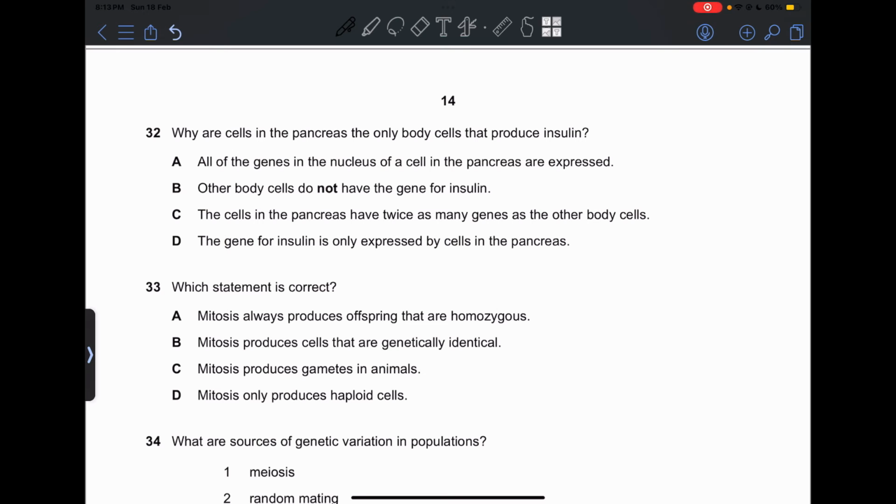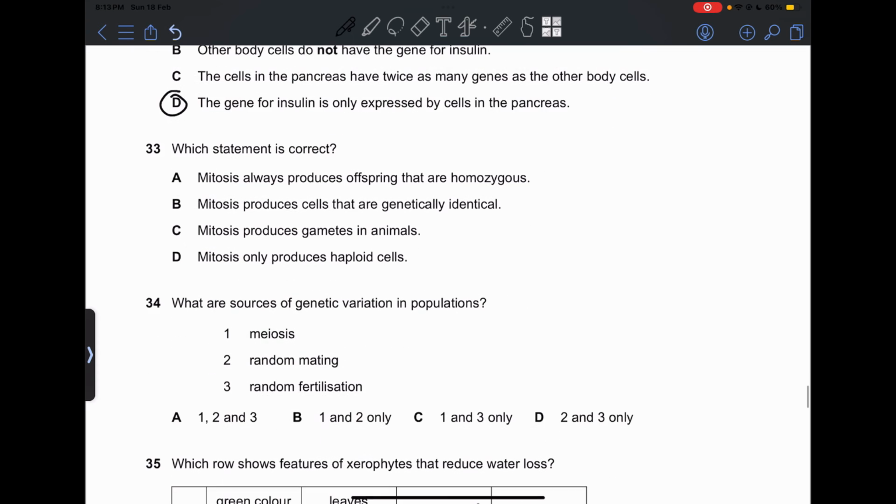So they are only expressed in certain areas. C says the cells in the pancreas have twice as many genes as other body cells. This is incorrect. D says the gene for insulin is only expressed by the cells in the pancreas, just like I said in the previous options, that there is the gene for insulin in every cell in our body in the same amount, but they are not expressed, only they are expressed in the pancreas. So our answer is going to be D.